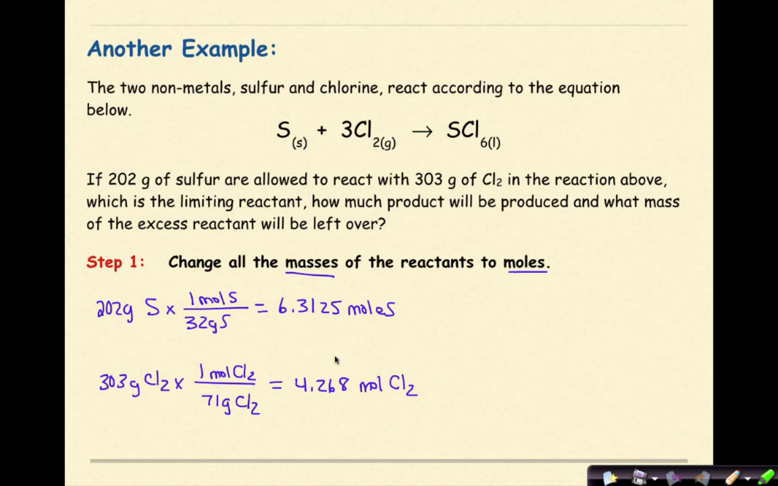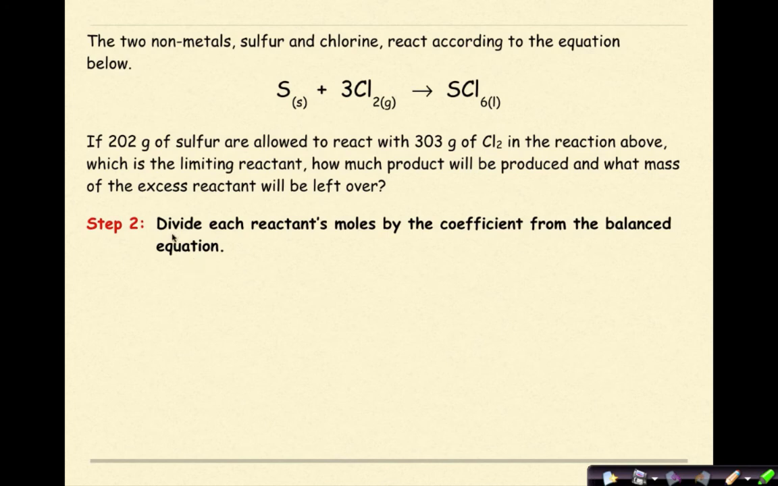So that is step 1, taking each of these masses that they're given to you and converting them into moles. The next step is to divide each reactant's moles by the coefficient from the balanced equation. So for sulfur, we had 6.3125 moles of sulfur, and we had 4.268 moles of Cl2. So the coefficient in front of the sulfur is 1, so that's just 1.